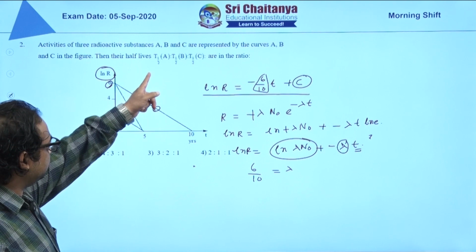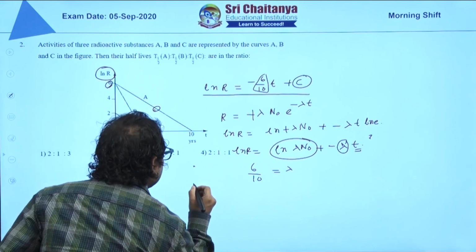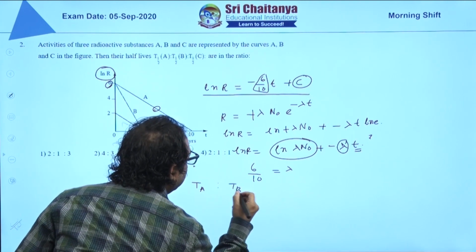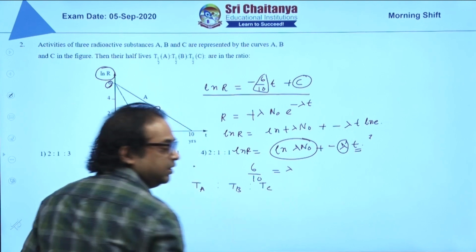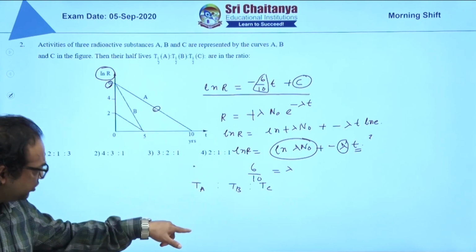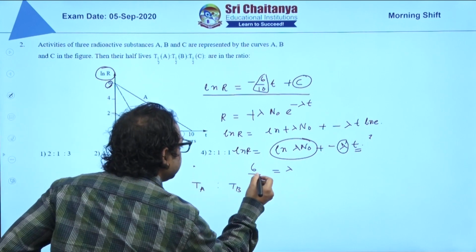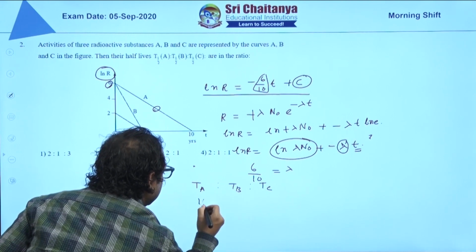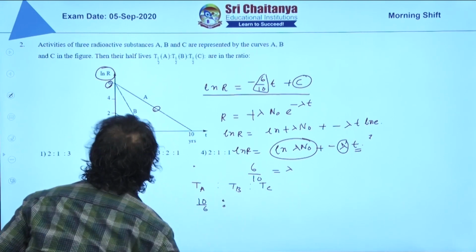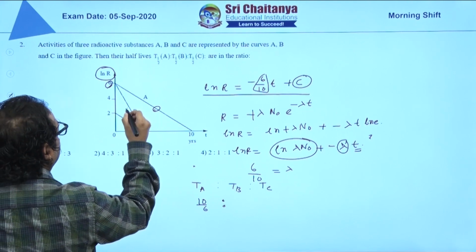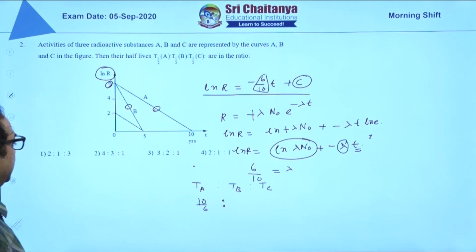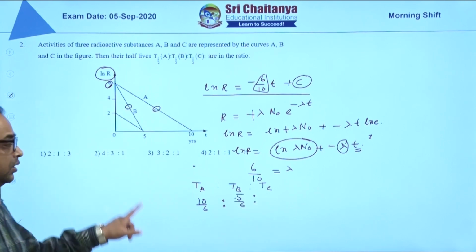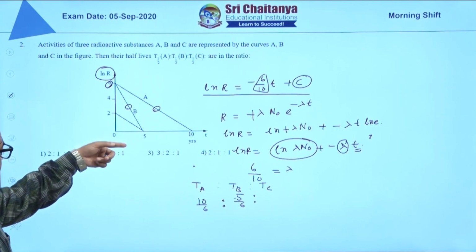When we want to find the ratio of the half life periods, T of half life for A is to T of half life for B is to T of half life for C. So it will be in the reverse ratio of the lambda, so we can write it as the reverse of the slope. So basically 10 by 6 is to, the reciprocal of the slope, you can see it is 5 by 6, and for this one the reciprocal of the slope is 5 upon 2.